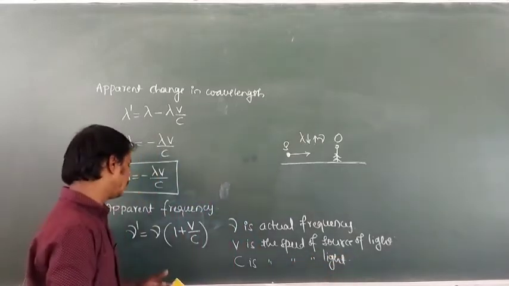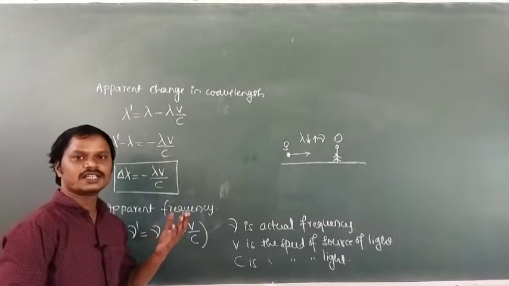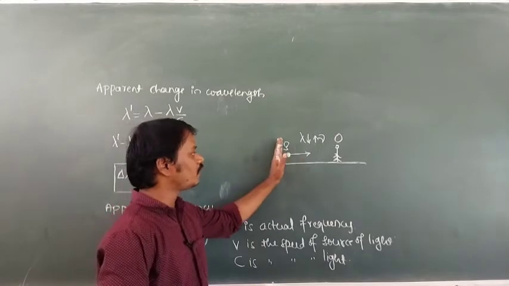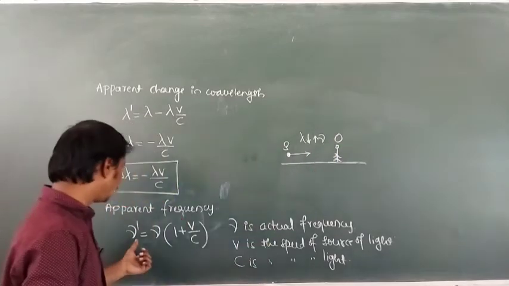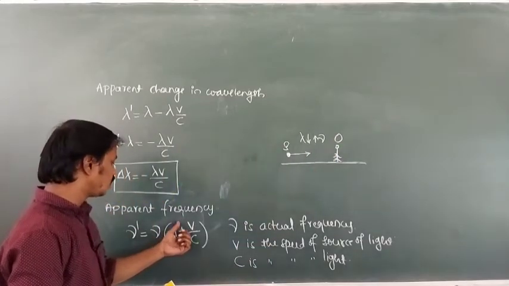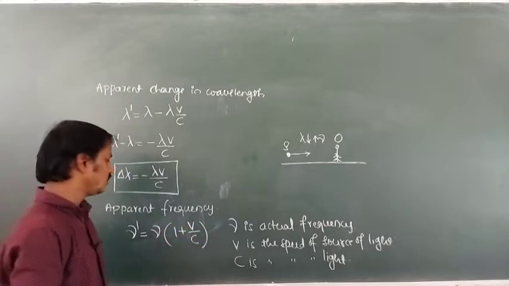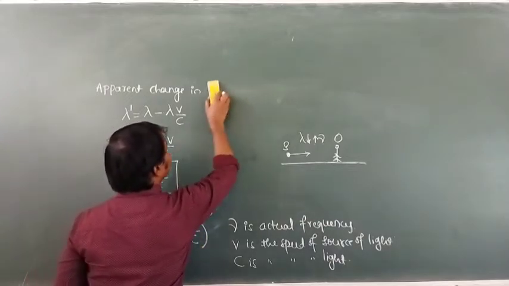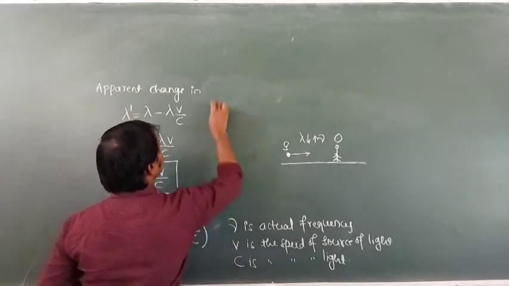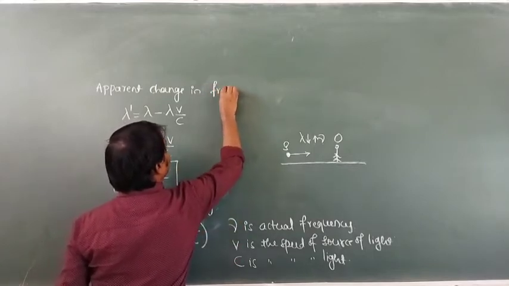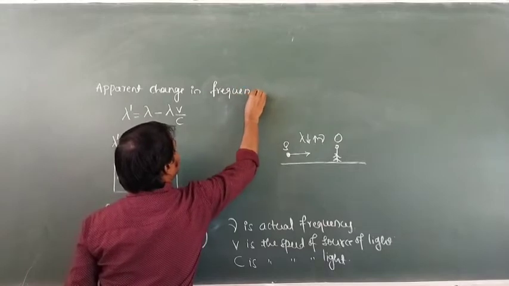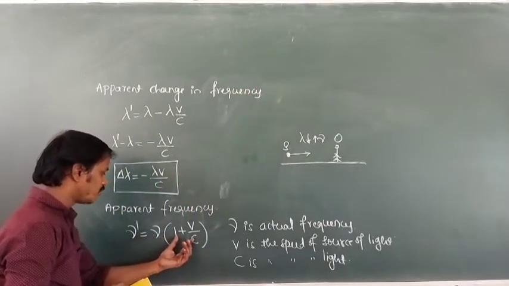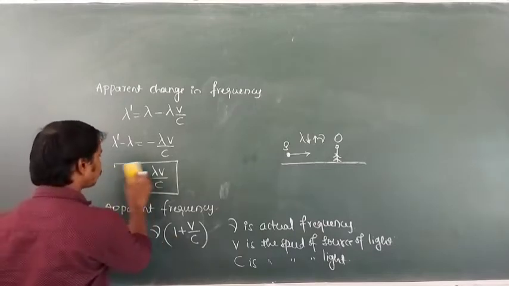Okay. Then remember this formula. What is the apparent frequency observed by the observer when the source of light is moving towards the observer? That is nu dash is equal to nu into 1 plus V by C. Next, what is the apparent change in frequency? I will multiply this bracket by nu.